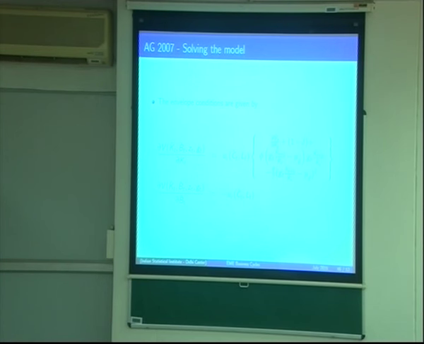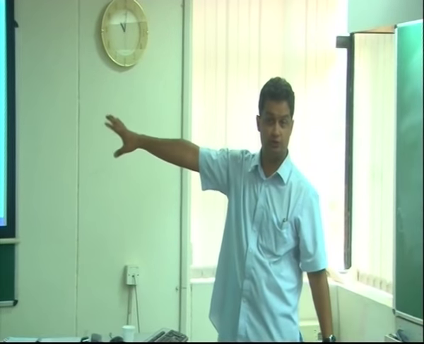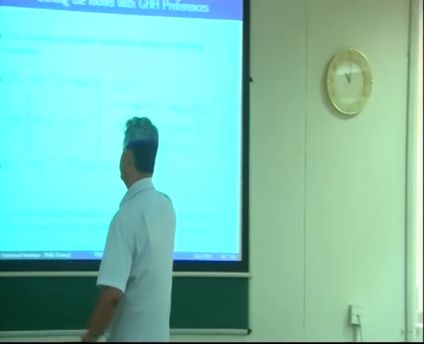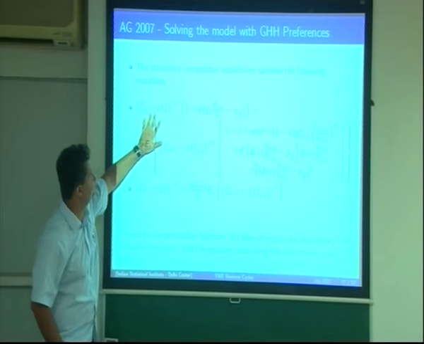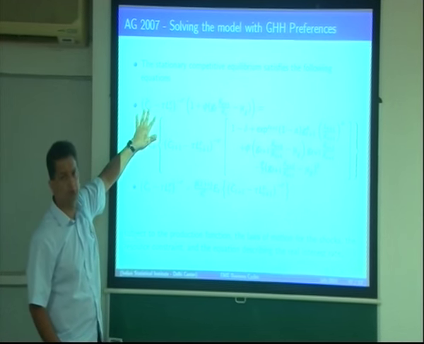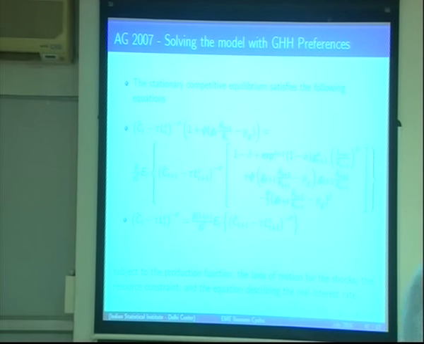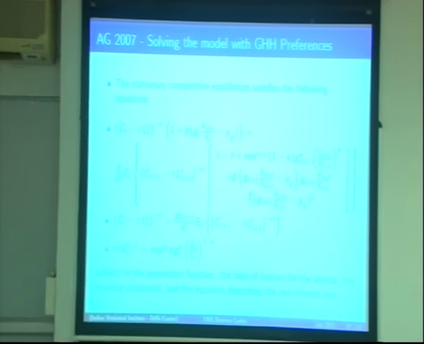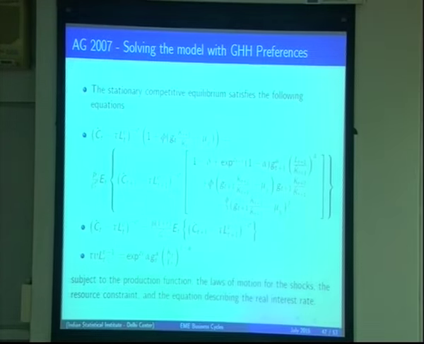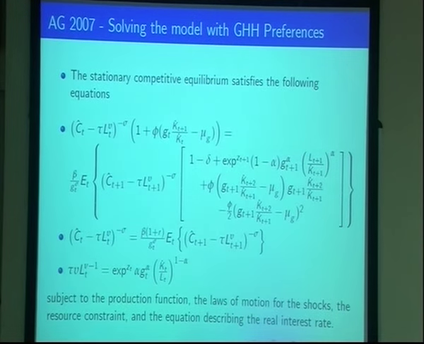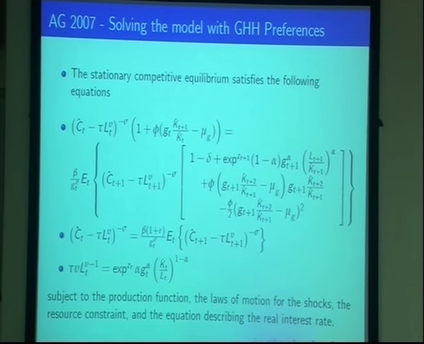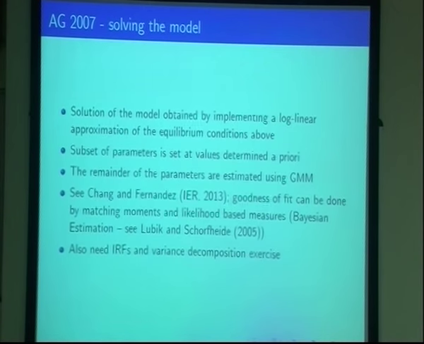Given that you have GHH preferences, so you have a functional form for your preferences, that will replace the u partial c, and you derive your first order conditions. Those are my three first order conditions. Remember that we are optimizing over k t plus 1, b t plus 1, and l. Those are the three variables that maximize utility. And then you take a log-linear approximation of these equilibrium conditions above, and then you have all your constraints as well.